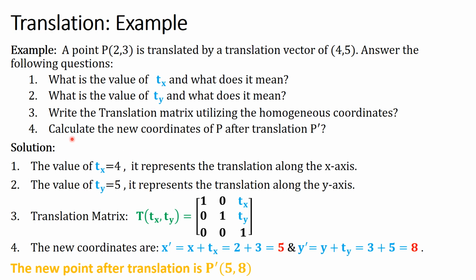Question number 4: calculate the new coordinates of P after translation. That is, calculate P dash, the coordinates of the point P after translation. The new coordinates: x dash equals the old x plus the translation tx. The x is 2, plus tx which is 4, so the new x dash is 6.